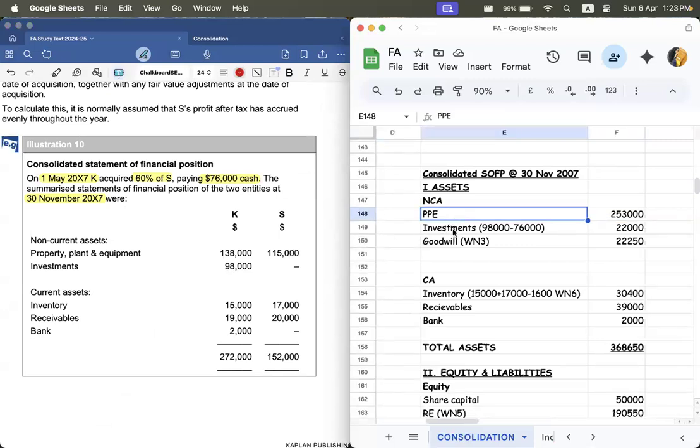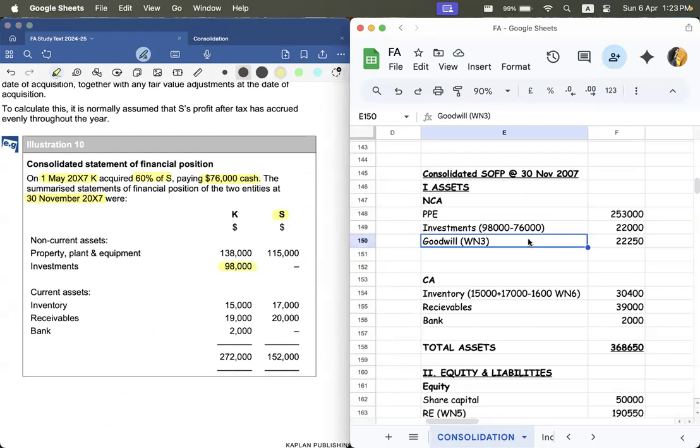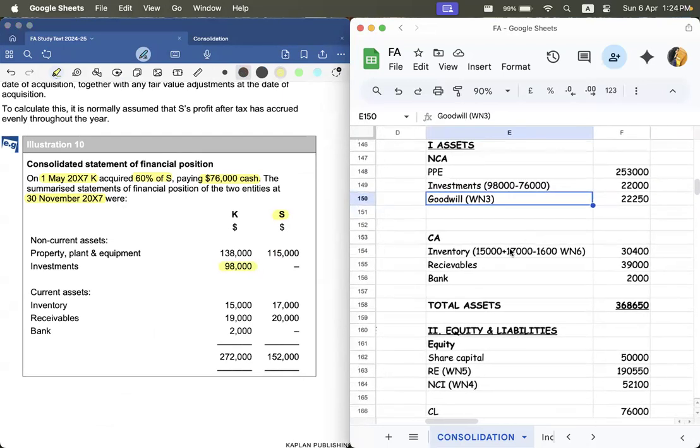From the investment, you must understand you can't take the 98,000, because the 98,000 also includes the investment in S. Understood? So you have to remove it. You are going to remove the 76,000. Now the goodwill you get from working note 3. For the current assets, everything is the same. You're going to add everything together, but you're going to remove the URP.